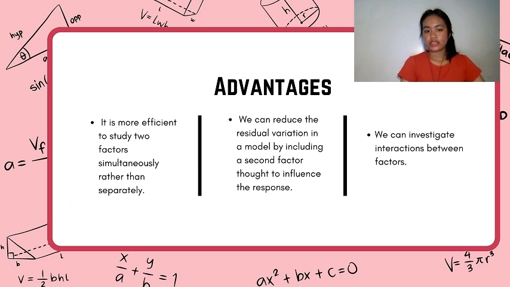There are advantages in using two-way ANOVA. It is more efficient to study two factors simultaneously rather than separately. We can reduce residual variation in a model by including a second factor that is thought to influence the respondents, and we can investigate interactions between factors.